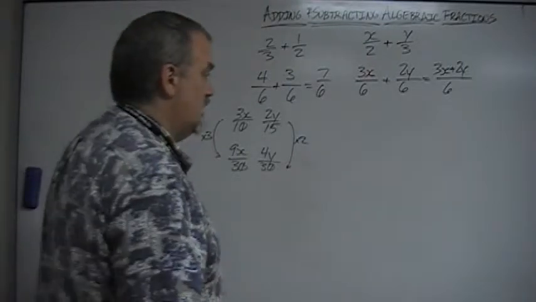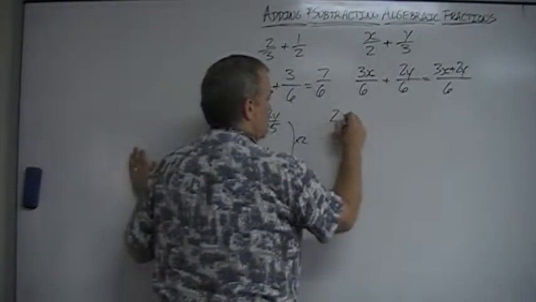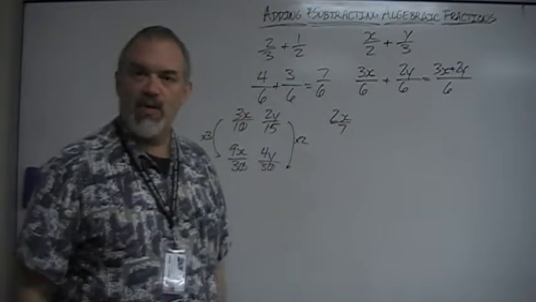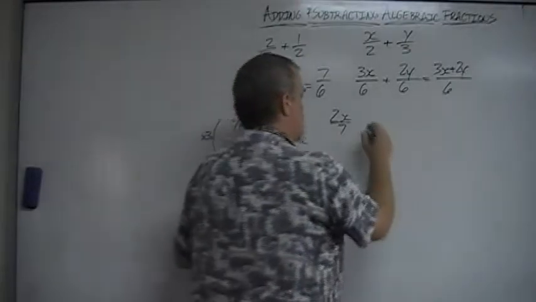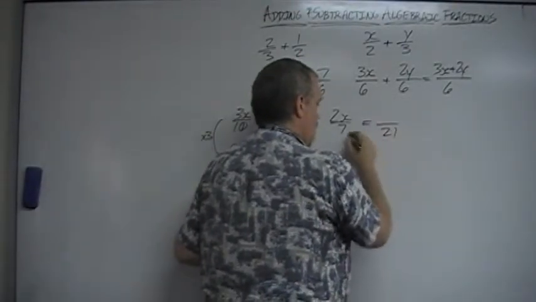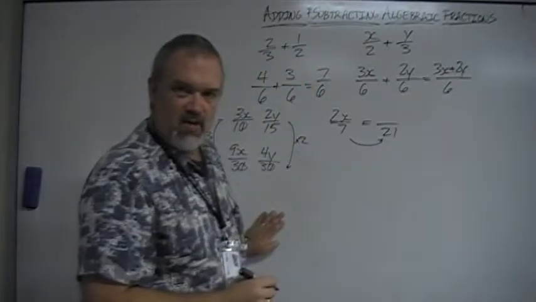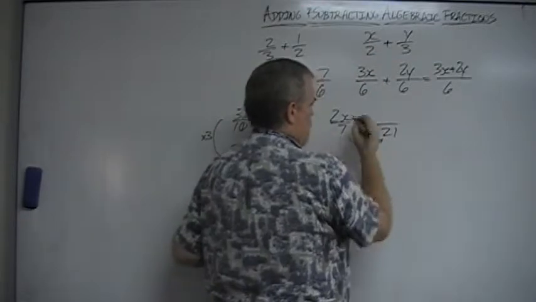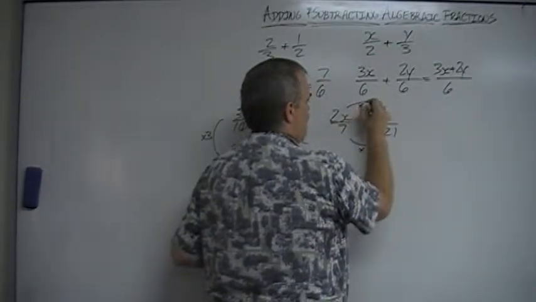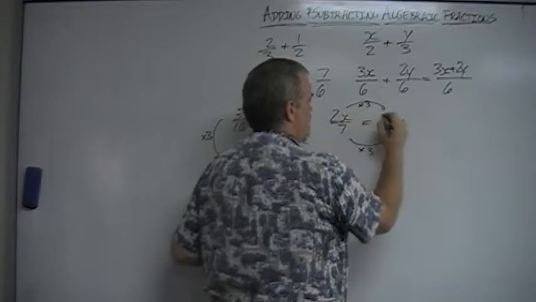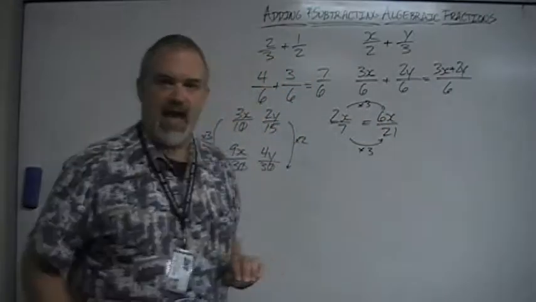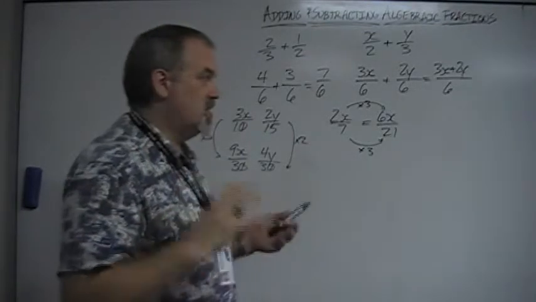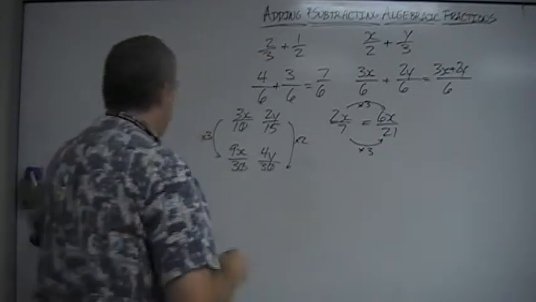Now, let's say that we had this fraction, 2x over 7. And what I want is, instead of 7 on the bottom, I want 21 on the bottom. So I want something that's equal. How did I get from 7 to 21? Think about it. I multiplied by 3. So what do I do up here? I multiply by 3. You get 2x times 3 is 6x. Okay. Now we're going to do a couple of examples that show you how this works.